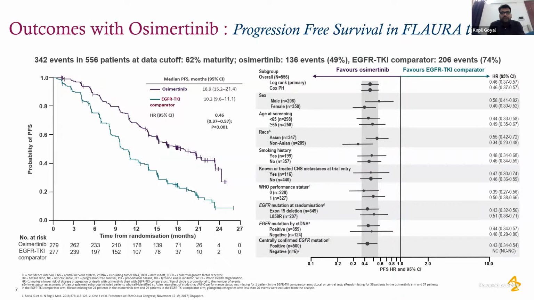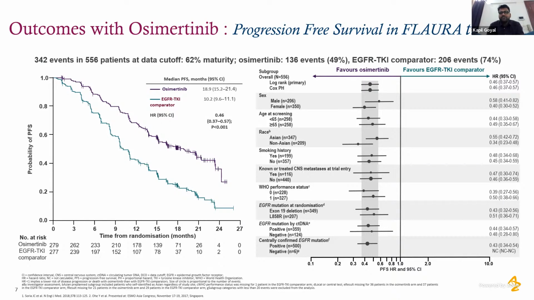If we look at the outcome with osimertinib, that is the FLAURA trial, here we see that the curves separate nicely from the beginning itself, with the EGFR TKI comparator giving a median PFS of 10.2 months. Compared to that, osimertinib gave a median PFS of 18.9 months. The hazard ratio was 0.46 with a confidence interval of 0.37 to 0.57, which is very significant. Even after a follow-up of 2 years, we see that this difference is maintained.